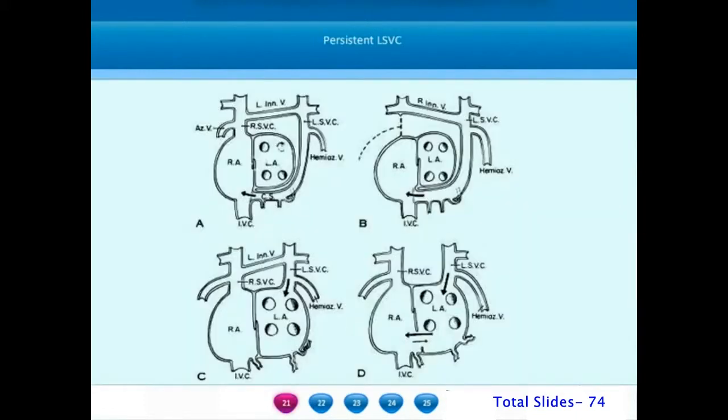This is a cartoon of different forms of persistent left superior vena cava. In the first picture A, which is quite commonly seen, the left superior vena cava drains into the coronary sinus and ultimately into the right atrium. In many of the patients, there will be a persistence of a bridging innominate vein also.